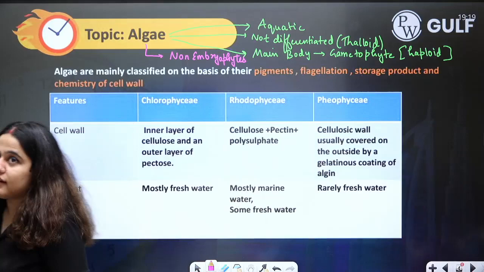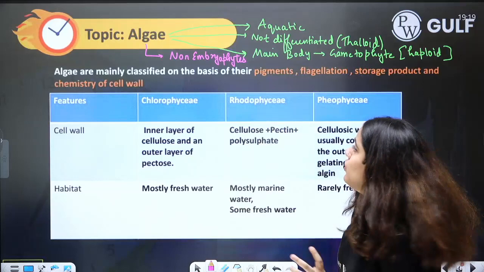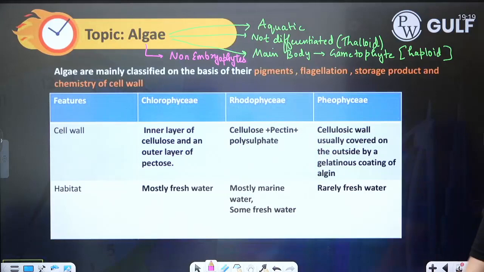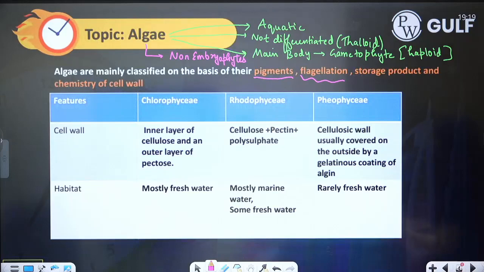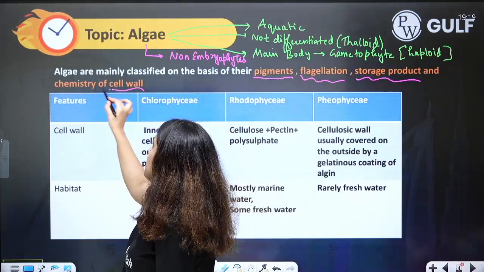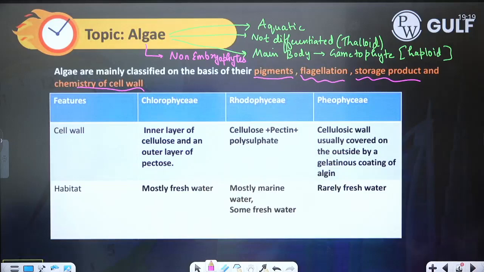Algae is basically classified into three classes: Chlorophyceae, Rhodophyceae and Phaeophyceae, on the basis of what pigment is present in them, how many flagella or how flagella are arranged in the cell of these algae, what products they are storing in their cell, and what is the chemical present in the cell wall of their cell. So on the basis of these characters, the algae is divided into three classes.